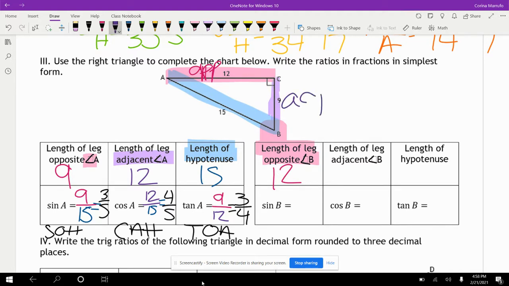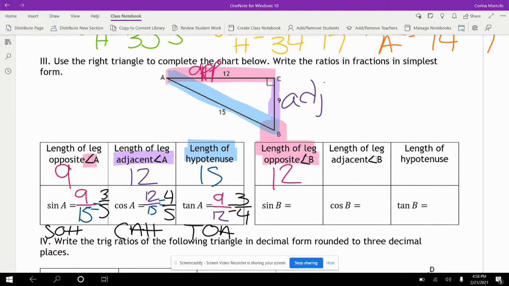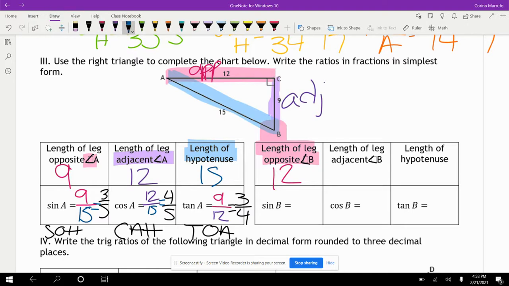Now the hypotenuse does not change because it's our longest side. It's not going to get any smaller. So this will always be our hypotenuse. That doesn't change. Just the opposite and the adjacent change depending on which angle you're looking at. In this case, we're looking at angle B. We said the length of the adjacent is going to be 9. And then the length of the hypotenuse, like I said, doesn't change. It's going to be 15.